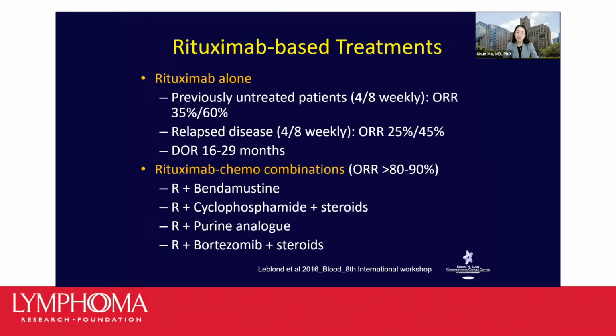Rituximab has been studied as a single agent in the treatment of Waldenström's, and it can give a response, with an overall response rate anywhere ranging from 35 to 60%. So it's somewhat effective, but by itself it is not as effective as in combination. In fact, most commonly, Rituximab is used in combination with chemotherapies, such as bendamustine or cyclophosphamide plus steroids, or with purine analogs, or with the proteasome inhibitor Bortezomib plus steroids. When it's used in combination, the overall response rate is very high, 80 to 90%.